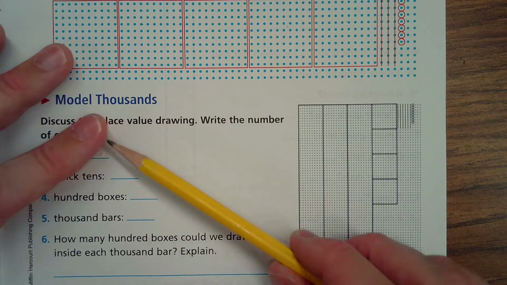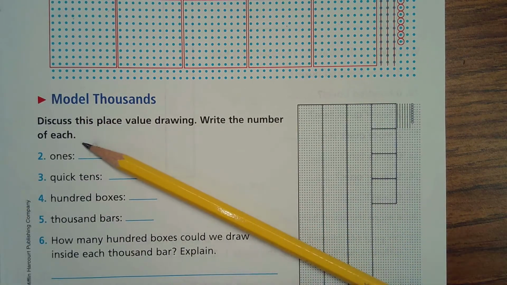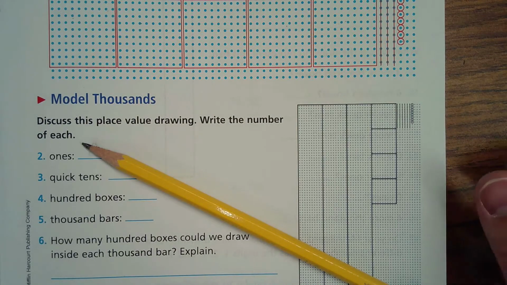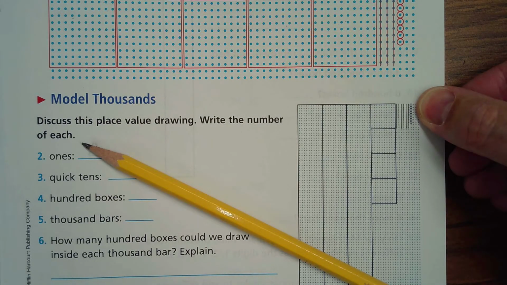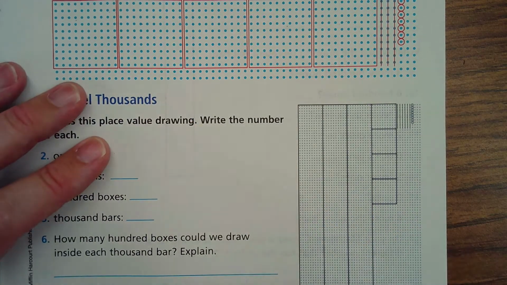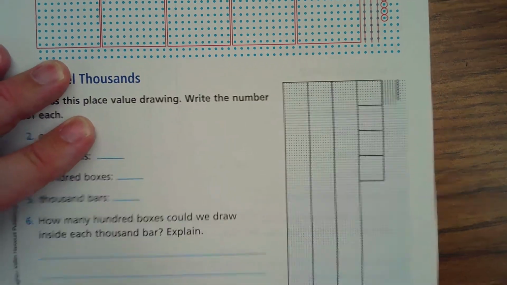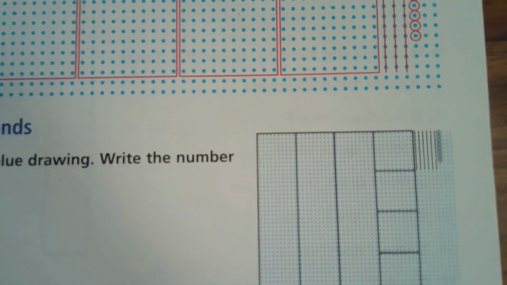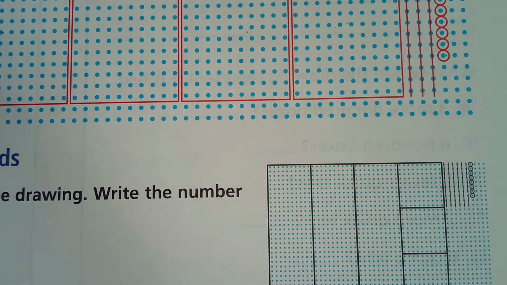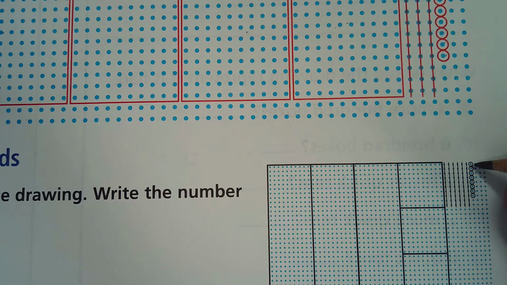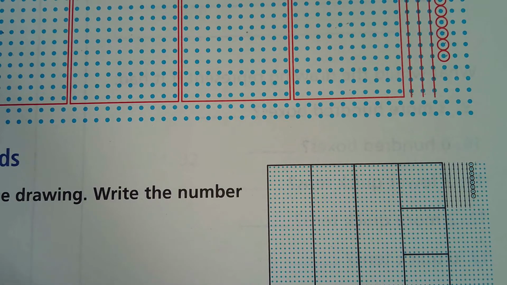So we'll start off with this one. It says discuss the place value drawing, write the number of each unit. Now it starts with ones and you can see the little tiny dots there. I'm going to push this camera so close that it zooms on in where a guy like me could even count and see it. So 1, 2, 3, 4, 5, 6, 7, 8. And so we have 8 in the ones.